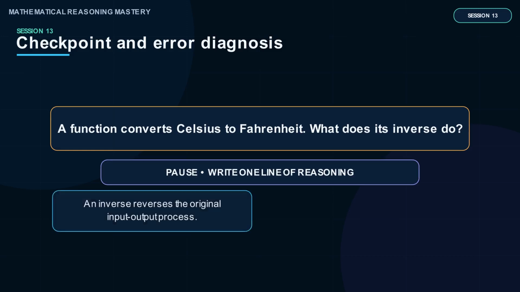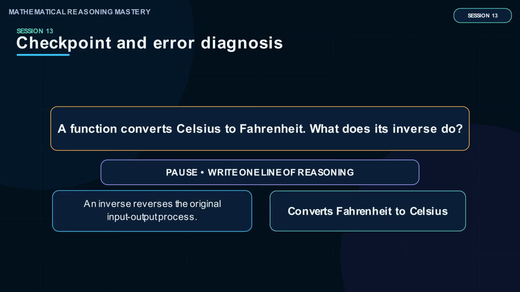Focused hint. An inverse reverses the original input-to-output process. Use the hint to repair the setup, then finish the reasoning yourself. The accepted answer is: it converts Fahrenheit to Celsius. Explain why it works, and name the earliest line that would reveal a likely error.